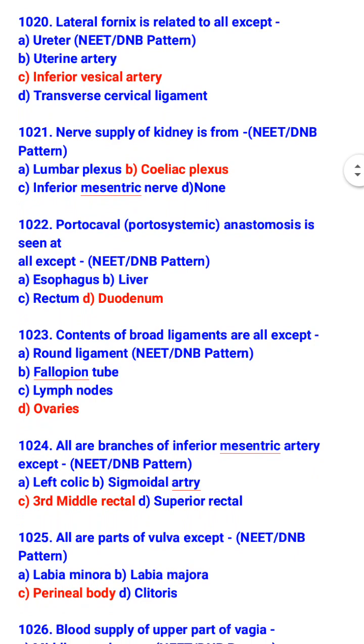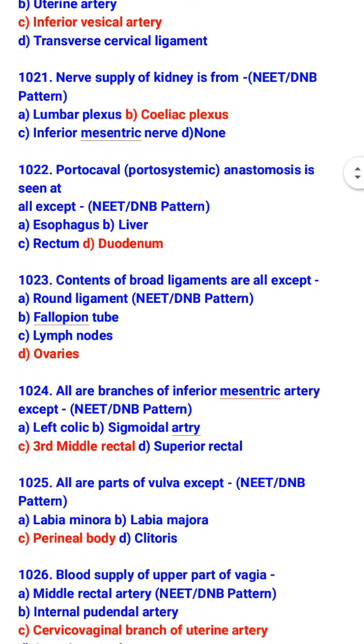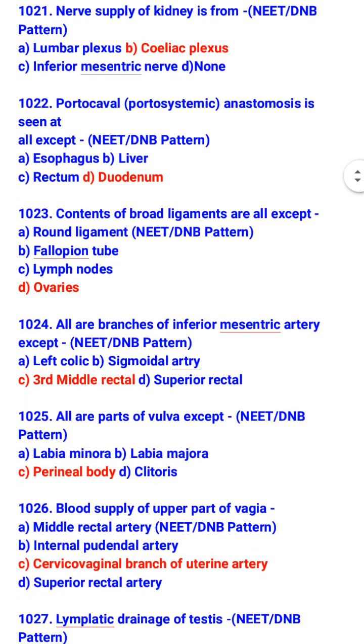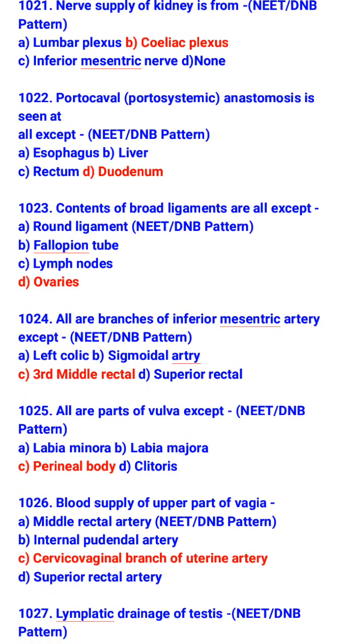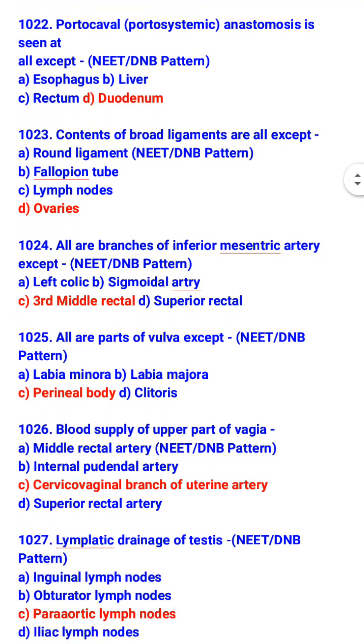Contents of broad ligament are all except ovaries. So contents of broad ligament are round ligament, fallopian tube and lymph node. All are branches of inferior mesenteric artery except third middle rectal. So which are the branches of inferior mesenteric artery? Left colic, sigmoidal artery and superior rectal artery.